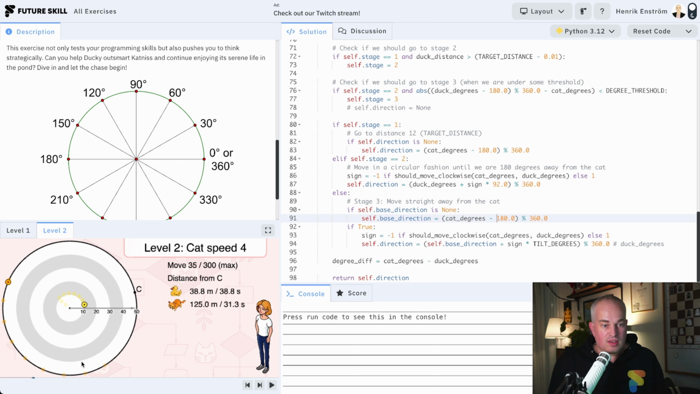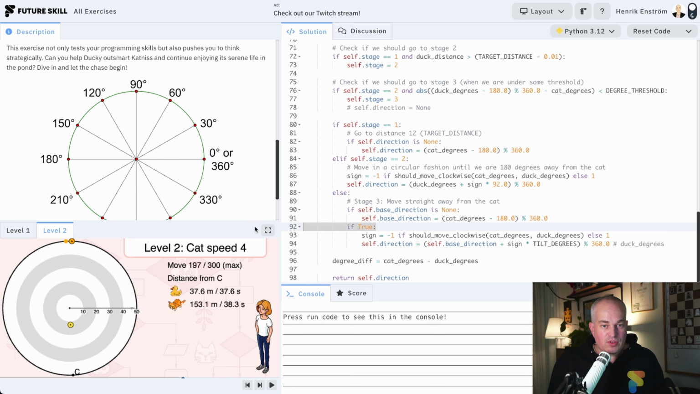So in the end here, at some point when we are jiggling, let's say here, then the cat direction is up, maybe some 90 degrees, and we want to go then in about 270 degrees. And that we calculate here. So we take cat degrees minus 180. So 90 minus 180, then we'll get minus 90 degrees as an example. And then we do modulo 360, so then we end up at 270 degrees. So then we have the self direction, the base direction here.